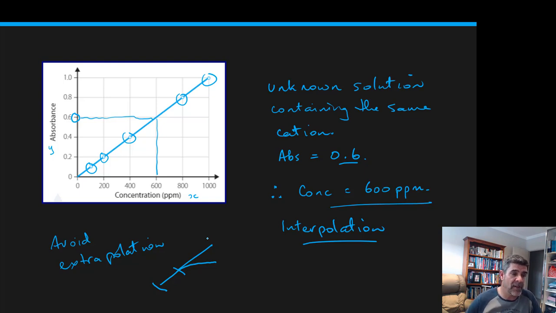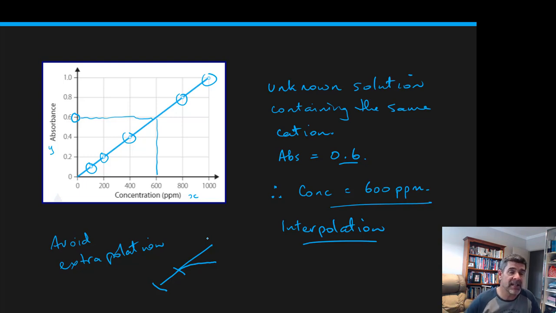So if we find that we get an absorbance value that lies outside of the range of values that we've tested in constructing our calibration curve, then we're going to have to add additional known concentrations to see what happens to the graph beyond those values that we've already measured.